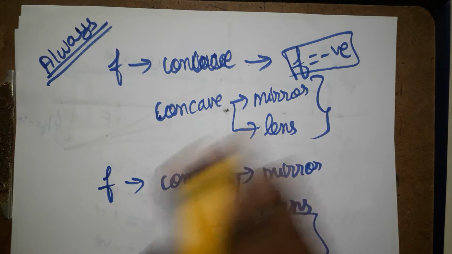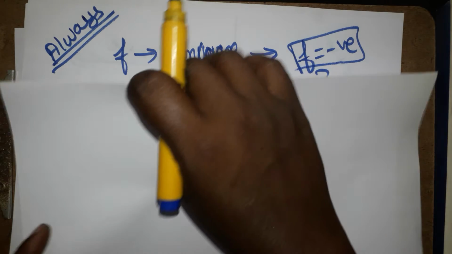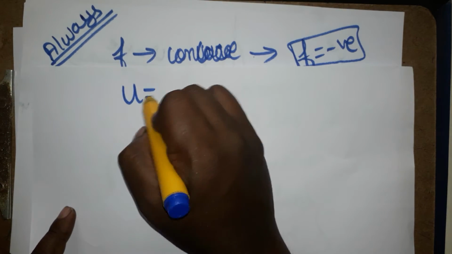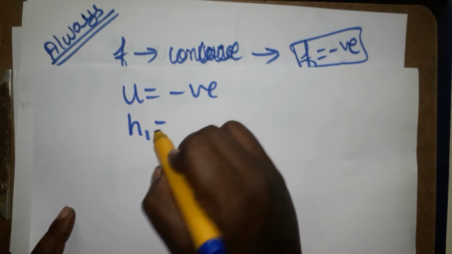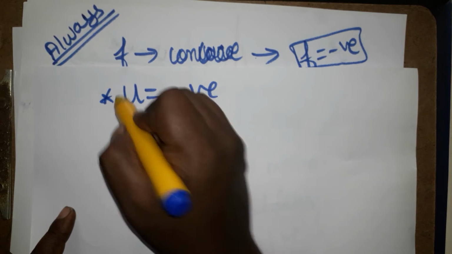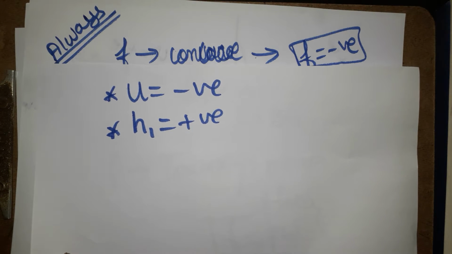Now we are learning which is a fixed value. This is always fixed in sign convention. Object distance always will be negative, object height always will be positive. This is always the sign convention, no need to wait for anything.